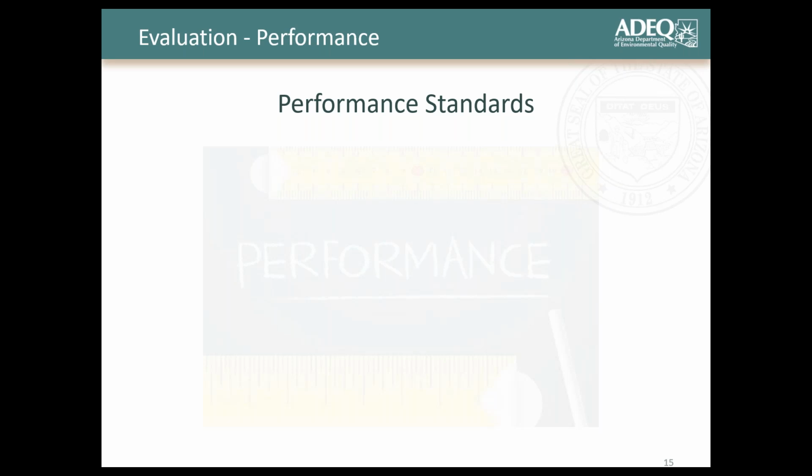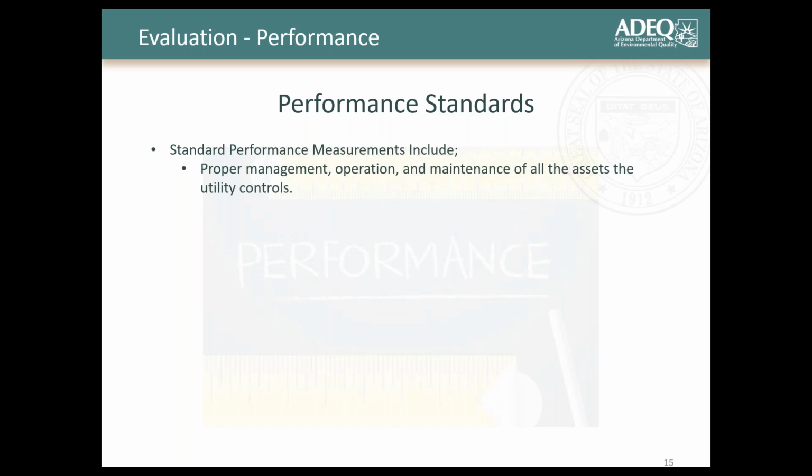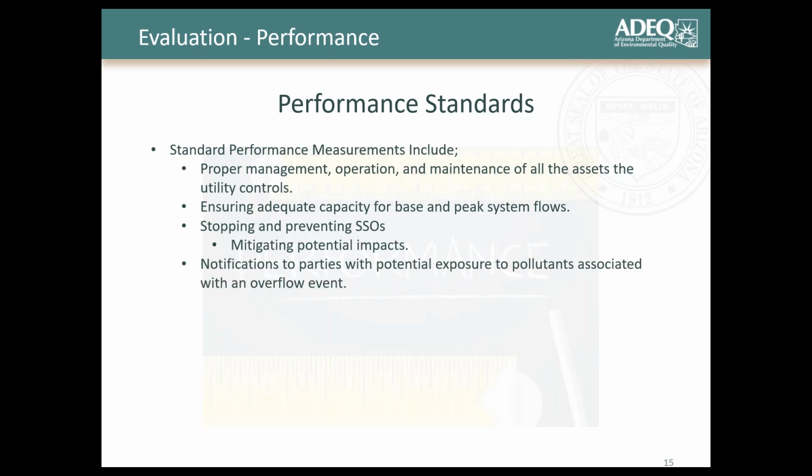So all this evaluating performance, you have to still keep in mind your performance standards, right? So there's certain standard performance measurements. These include the proper management, operation, and maintenance of all the assets that the utility controls, and ensuring adequate capacity for the base and peak system flows, stopping and preventing SSOs, notifying the parties with potential exposure, a written summary of your CMOM program.